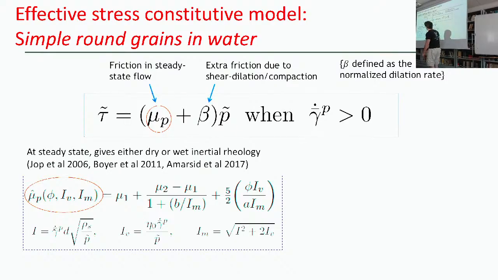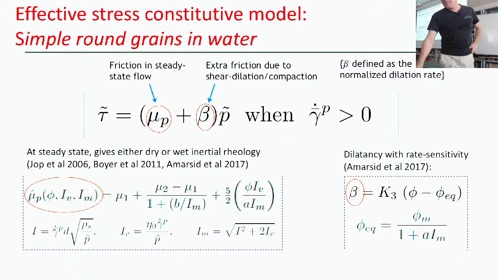So there's now a relationship between the steady friction coefficient and these things called the inertial numbers, which are basically rate-dependent dimensionless numbers. One that is dependent on the viscosity and one that's not. And this is the one that's important when I'm dry. This is the one that's important when I'm wet. And in general, they are mixed. So that's the model I'm going to use there.